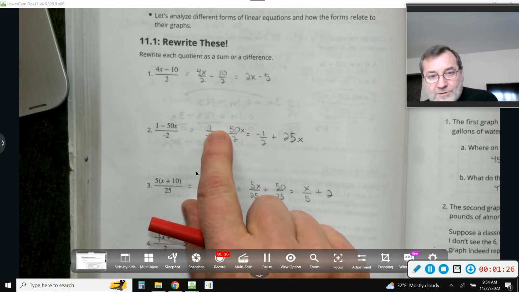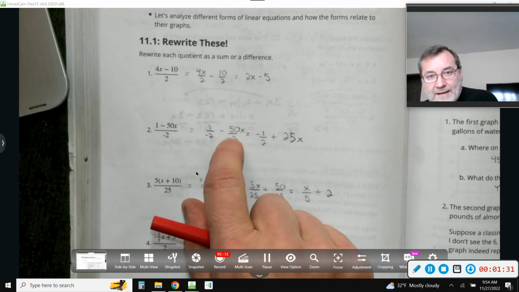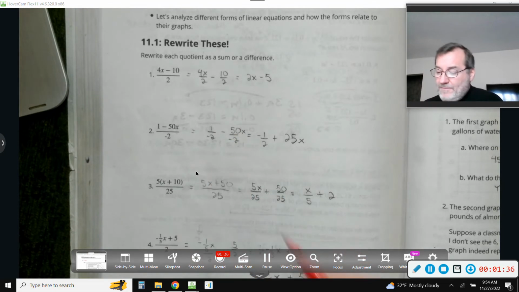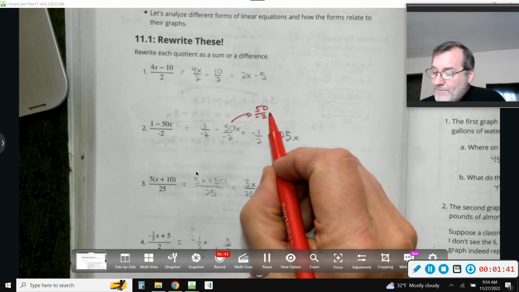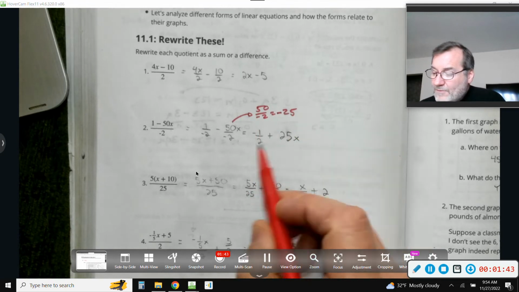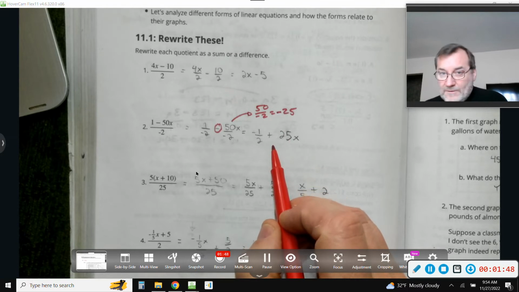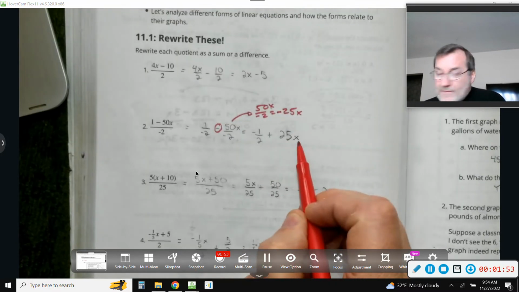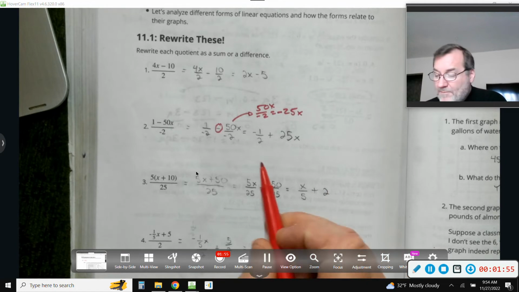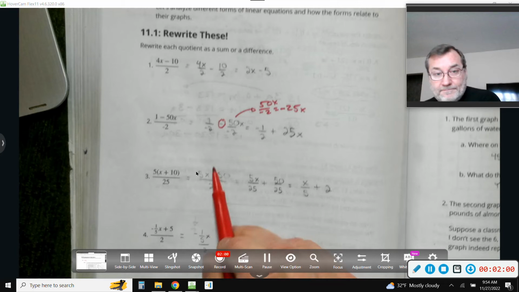But here you got to make sure you watch your signs, okay? You're subtracting essentially a negative right here, this 50 divided by negative 2. What that turns into is 50 divided by a negative 2 is equal to a negative 25. So you're subtracting a negative 25, so it becomes positive. And of course the x is brought along with it and ends up right there. Okay? So remember that. Be very careful with your negative signs. They will trip you up.